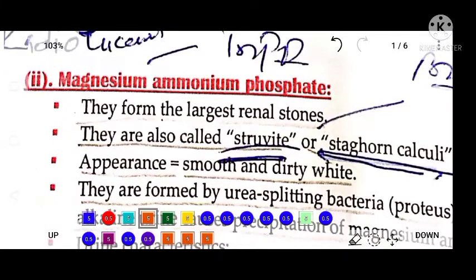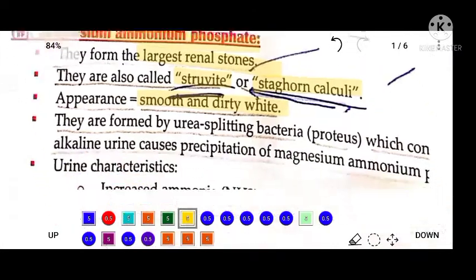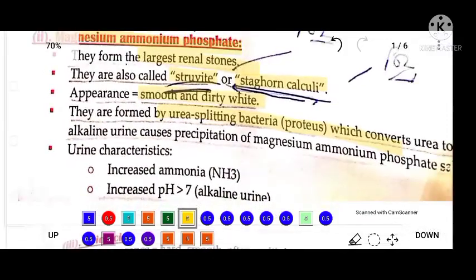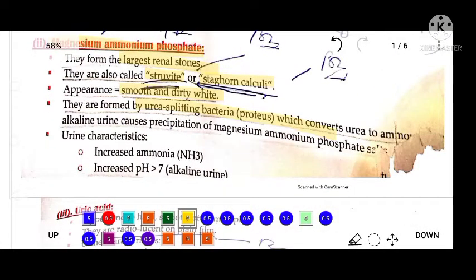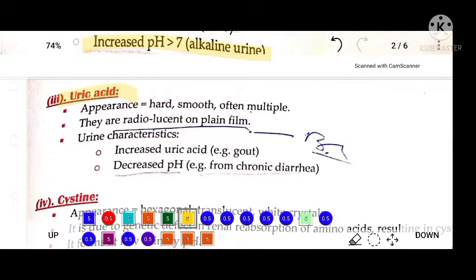Another type of stone is the magnesium ammonium phosphate stone. These form the largest stones of the kidney and are also called struvite or triple phosphate. Magnesium, ammonium, and phosphate stones are also known as staghorn calculi. The appearance is smooth and dirty white. Urea-splitting bacteria produce urease, which converts urea into ammonia, and alkaline urine causes precipitation of magnesium, ammonium, and phosphate, and a struvite or staghorn stone develops. There is increased ammonia and pH greater than 7.